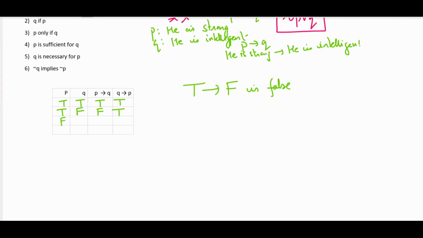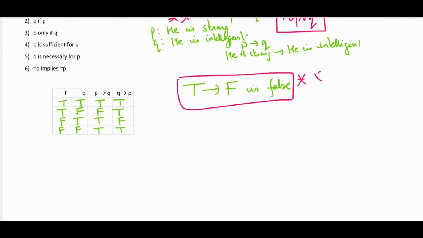Now false, true. False implies true, answer is true. But true implies false, answer is false. False, false. False implies false is true. Again in this case true dominates and I get only one answer false, and that is this. And this is very, very important: the first statement is true and after the sign of implication the second statement is false, then only my answer is false. So this is the truth table of implication.